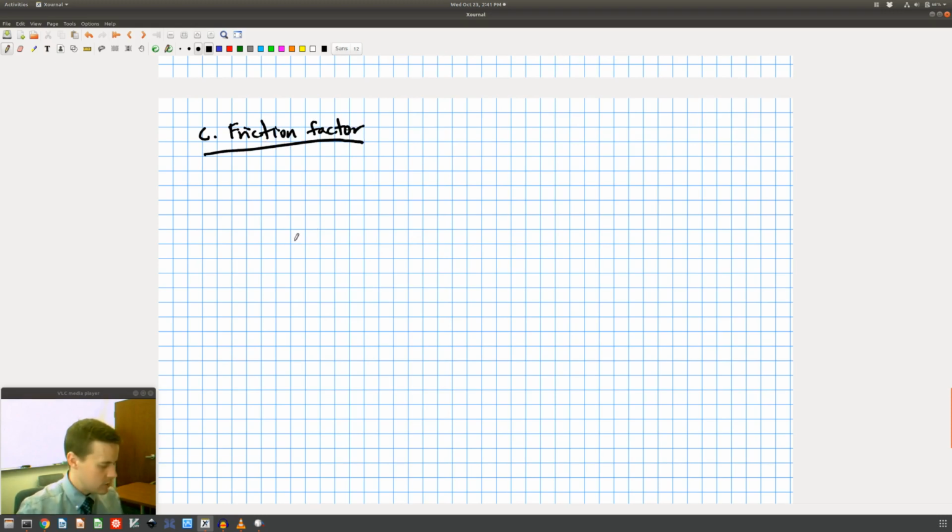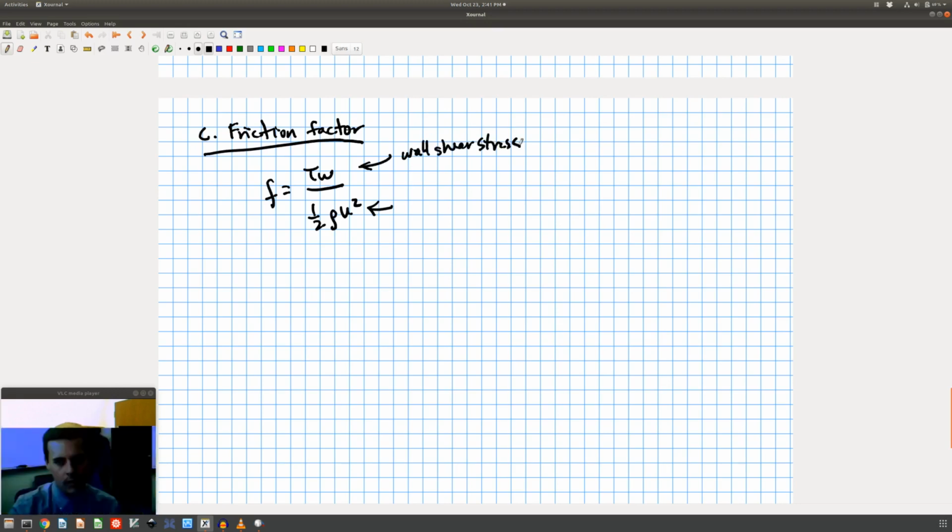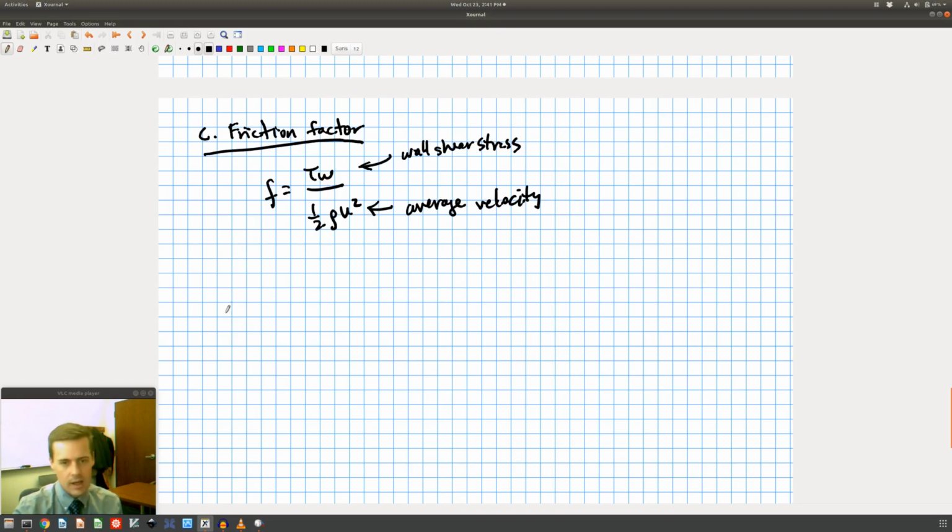Okay, so how do I get the friction factor? Well, remember, the friction factor I said was the wall shear stress divided by 1/2 rho u squared. So there's 2 things that I need. I need this guy and I need that guy. So I need tau w, which is the wall shear stress, and I need the average velocity. Okay, so how do I get that? So let's get the average velocity. How do I get the average velocity?